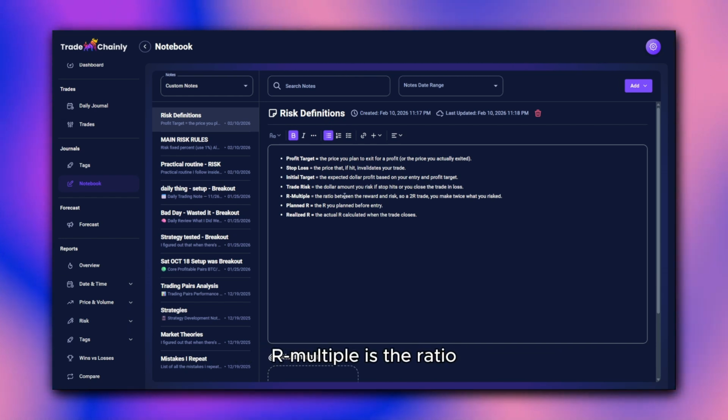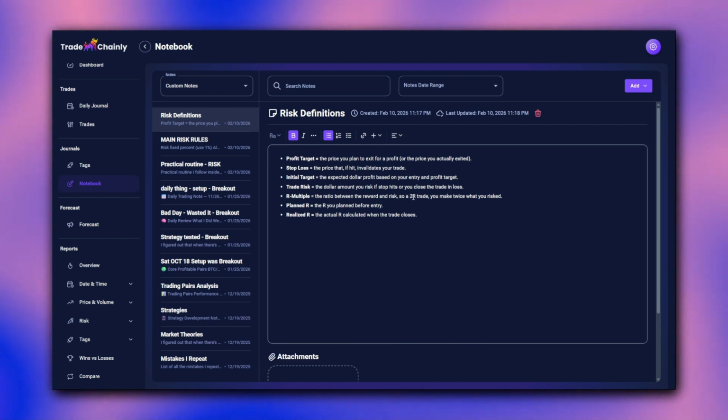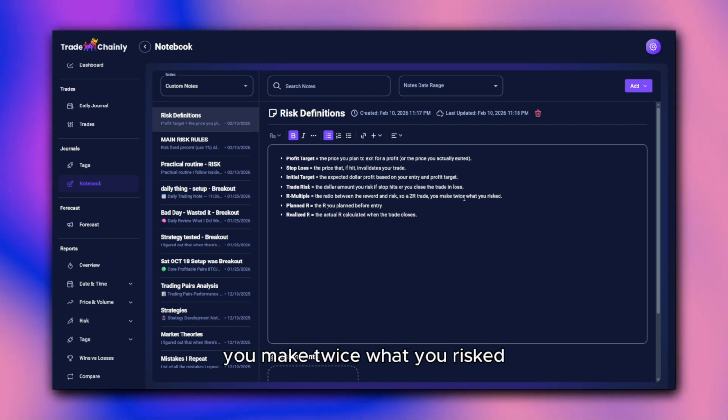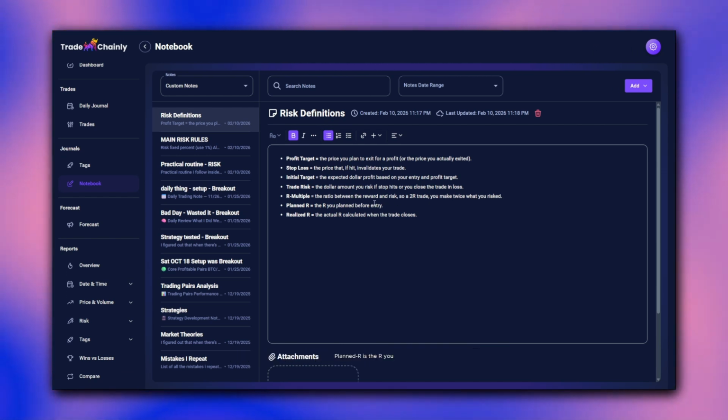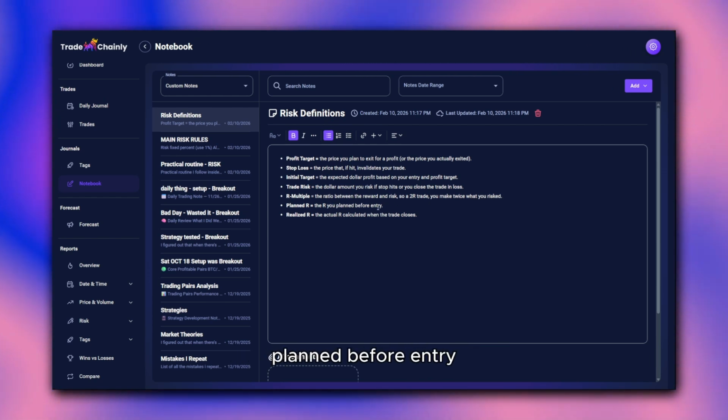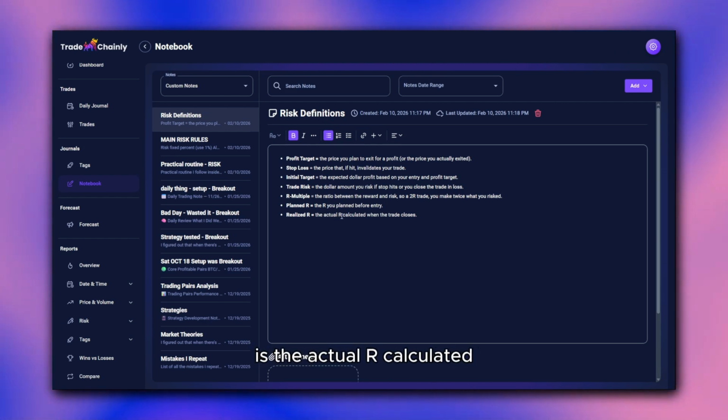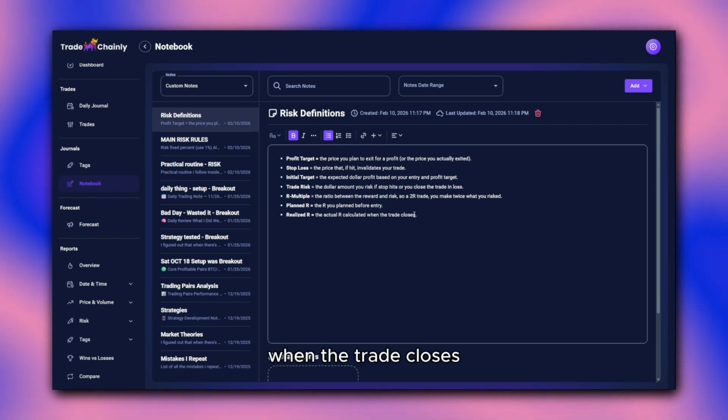R multiple is the ratio between the reward and risk. So a 2R trade, you make twice what you risked. Planned R is the R you planned before entry. Realized R is the actual R calculated when the trade closes.